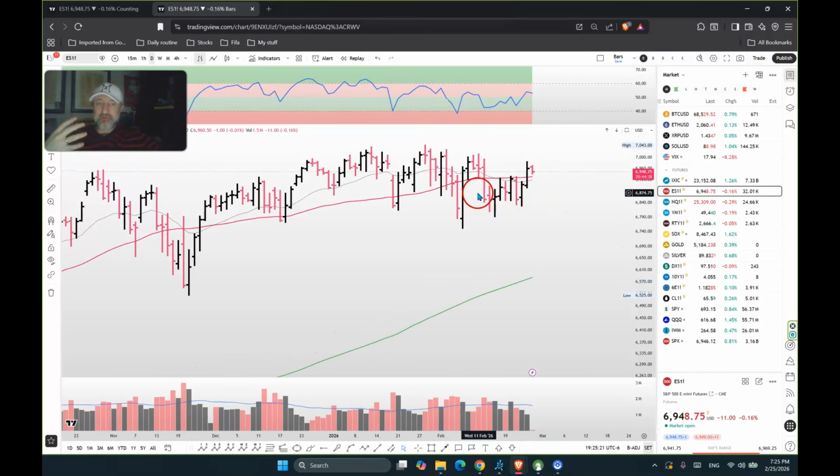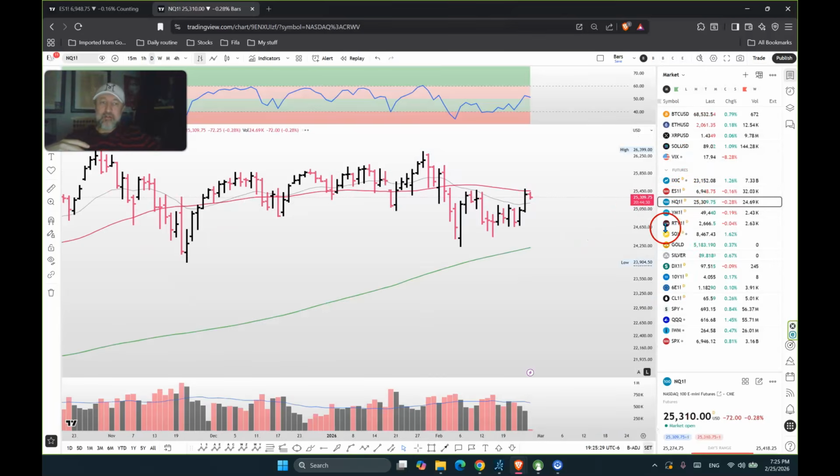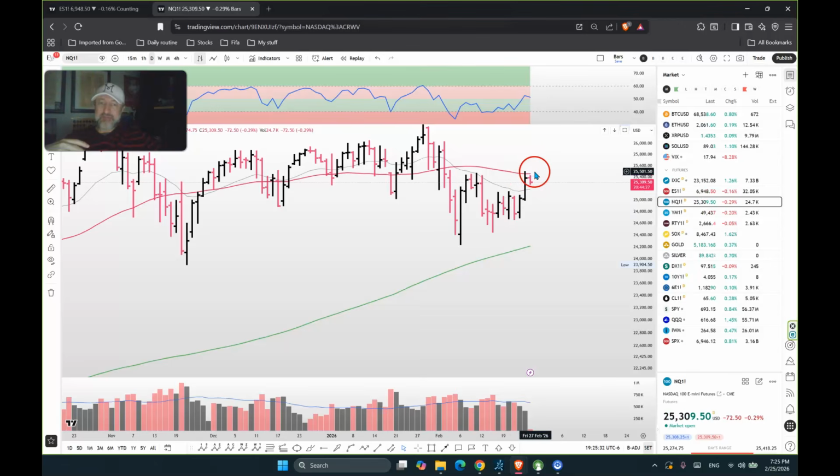So I'm looking basically for the initial signs of this corrective move, and it kind of started below this 50-day. Now we're kind of getting back above it, but the 20-day is coming closer. If you look at the Nasdaq, that's still being rejected from that 50-day.